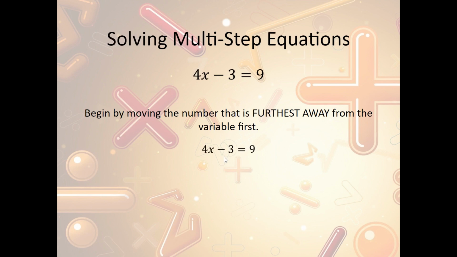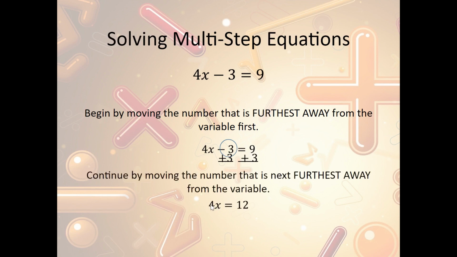So we'll go ahead and add 3 to both sides. And we're left with 4x by itself. Negative 3 plus 3 is 0, so that's really 4x plus 0, which is just 4x. And we have 9 plus 3 is 12. So we're left with 4x is equal to 12. Now we get rid of the next variable. So we just keep doing this, whatever's the next furthest away. We just keep doing that process until we get x by itself.